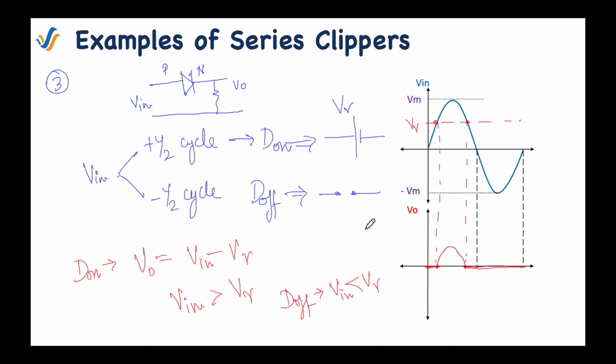Now let's draw the transfer function for this case. Here we will mark a cut-in voltage, and we will get output only when the input is greater than the cut-in voltage. Otherwise diode आपका off हो जाएगा. Till now we have seen the simplest cases of the clippers. Now I will tell you the steps to solve any clipper problem.